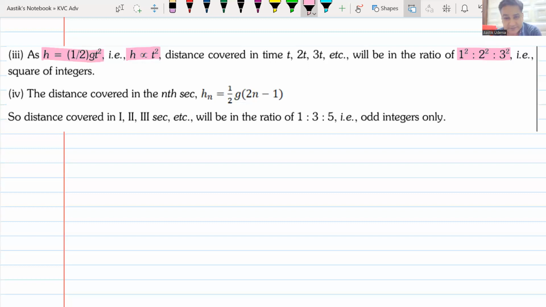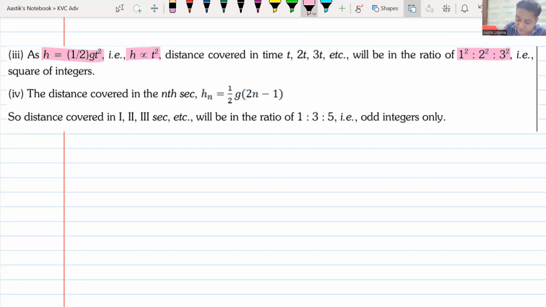Do we understand this? So, the distance it moves is proportional to time square. Do we understand this? Yes or no? Can I have a raised hand that we understand this?